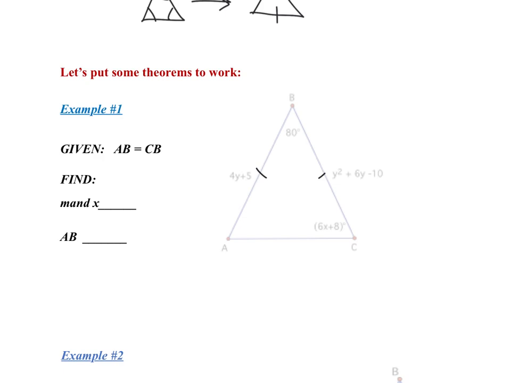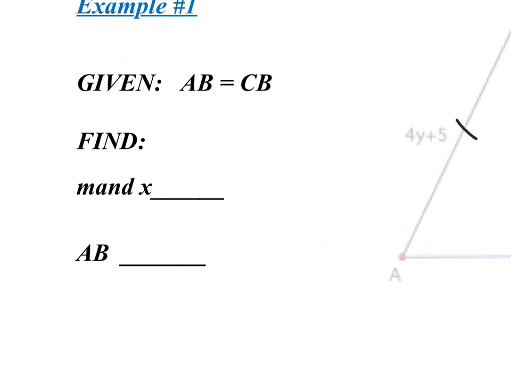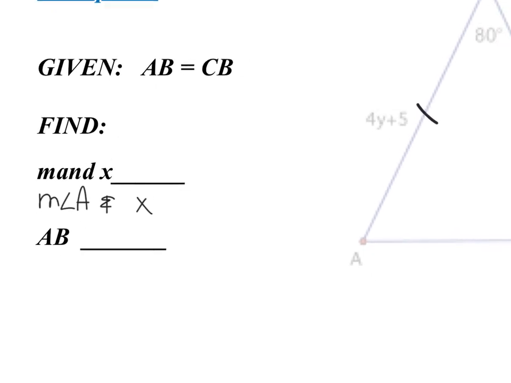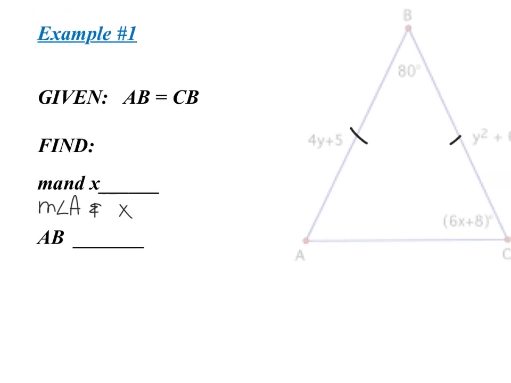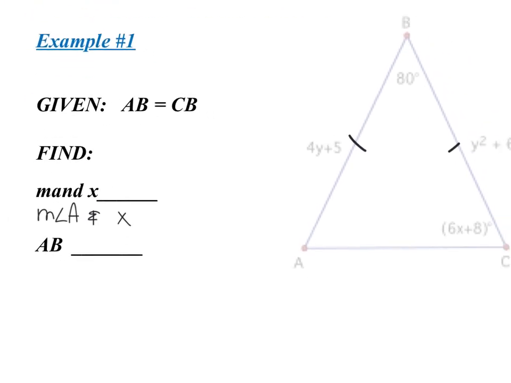There's a little typo here. This is supposed to say find the measure of angle A and x. So we'll go ahead and do that, and then we have to find AB. So let's find the measure of angle A first.